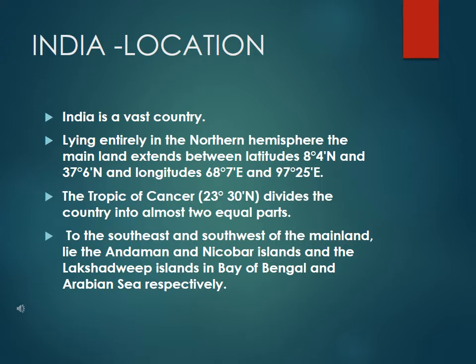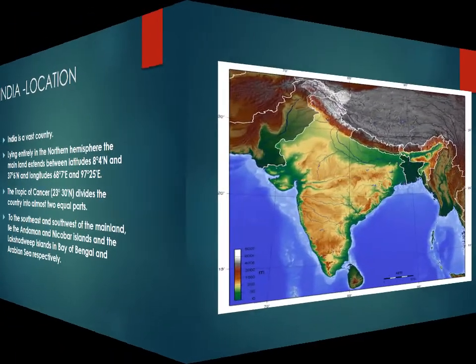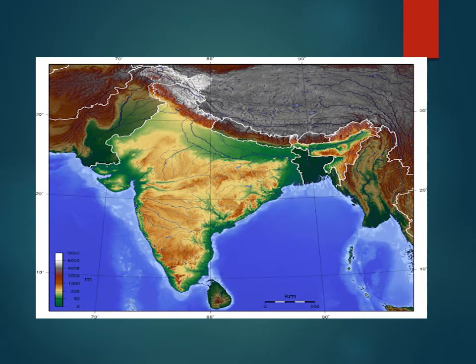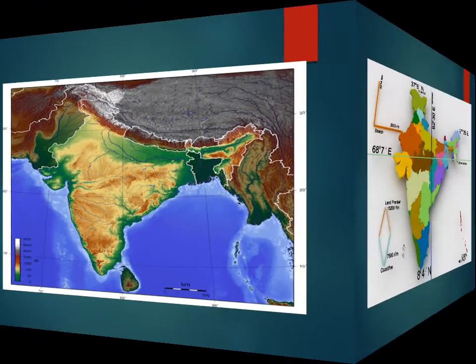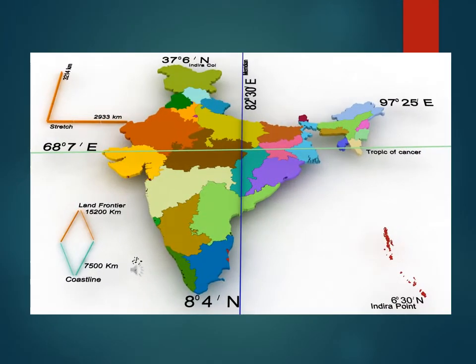To the southeast and southwest of the mainland lie the Andaman-Nicobar Islands and the Lakshadweep Islands in Bay of Bengal and Arabian Sea respectively. Let's understand these details with the help of a map. The points which we learned in the previous slide, let's understand with the help of a map.